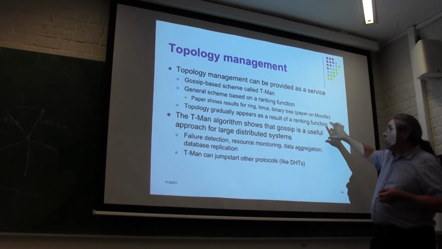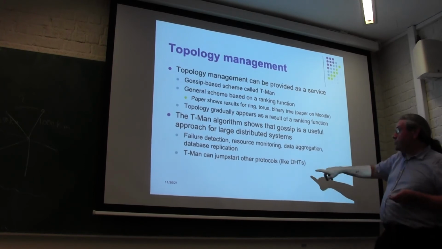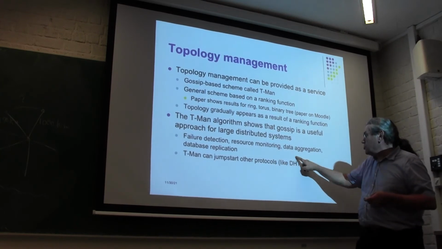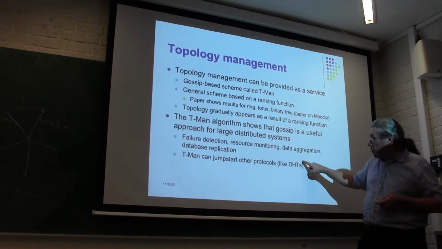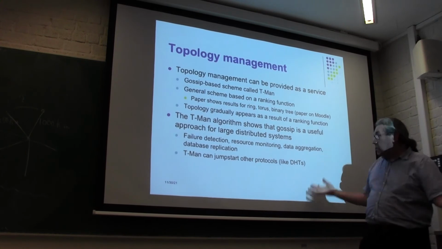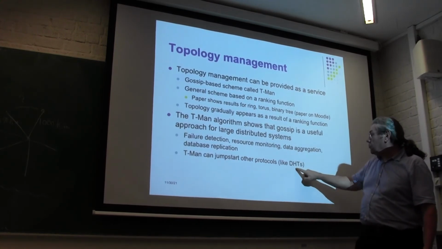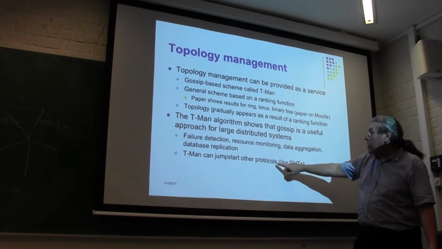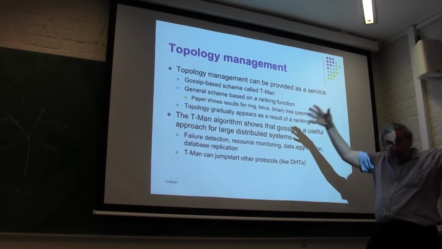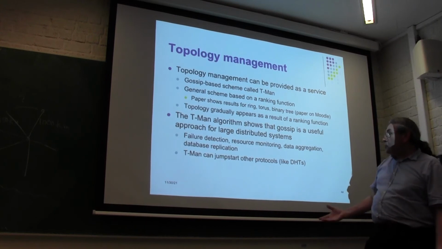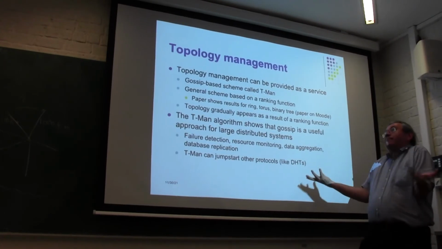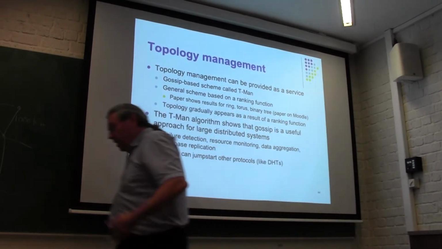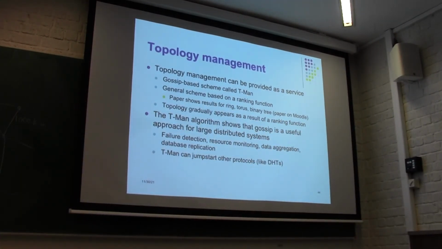So this actually is a practical algorithm. It can jumpstart other protocols. Like I said, DHT, which is a large distributed peer-to-peer structured overlay network, is used in some big systems. It's a big thing with the topology. So when you start it up, you have to get that topology. This protocol can jumpstart it by creating the topology, okay?